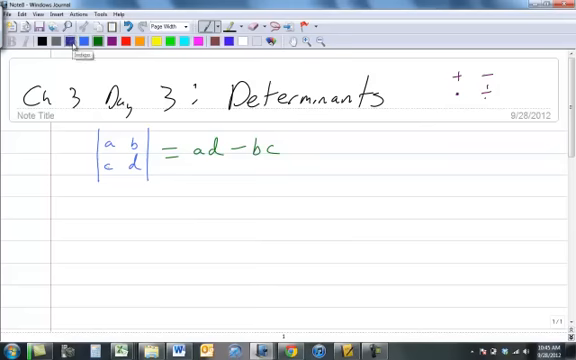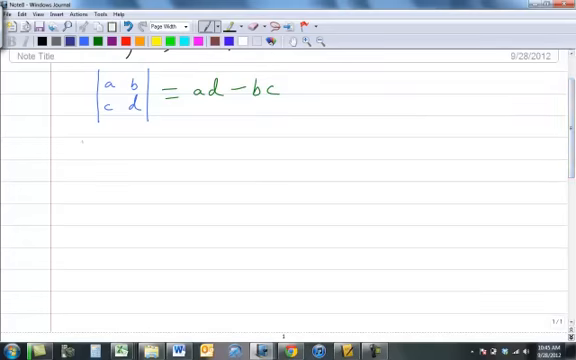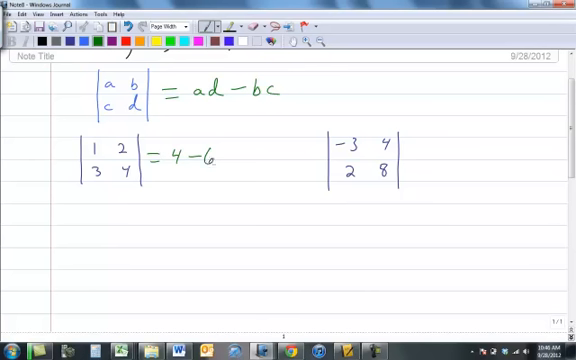All right, it's always going to be that pattern. So let's do a couple of examples here. Let's put two of them up. We'll do one together, and then I want you to pause it and try the other one. Let's go with just straight up 1, 2, 3, 4. And then we'll put up -3, 4, 2, and 8. So, determinant means AD minus BC. So 1 times 4 is 4, minus BC is 6. So the determinant of this particular matrix is -2.